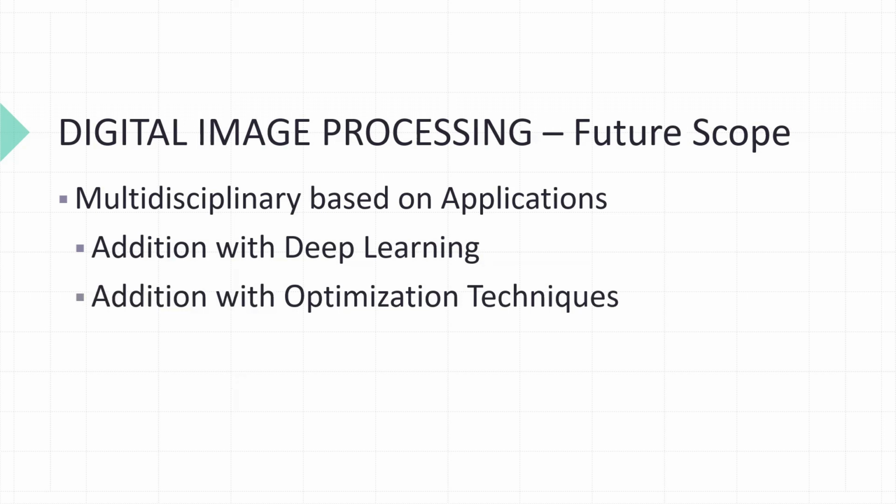Next one is addition with optimization techniques. Most of the evolutionary algorithms like genetic algorithm, ant colony optimization, and various meta-heuristic algorithms have been utilized in combination with digital image processing for many days, to achieve the optimal solution with respect to the process flow of the corresponding optimization technique. This also has been one of the promising combinations of image processing with optimization techniques.